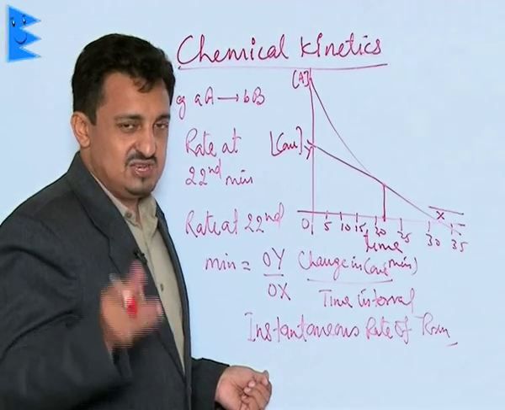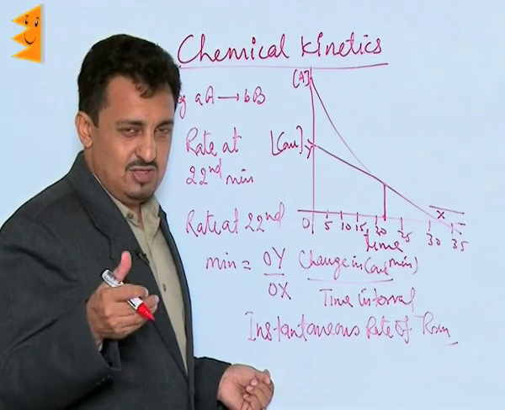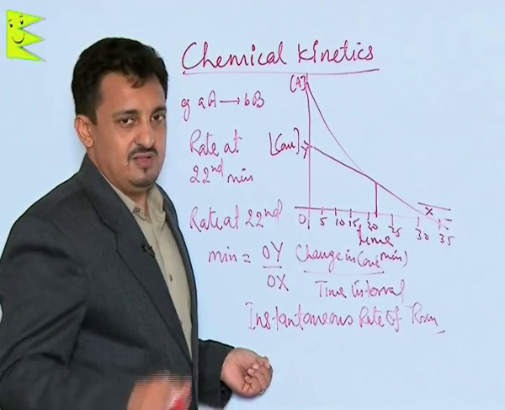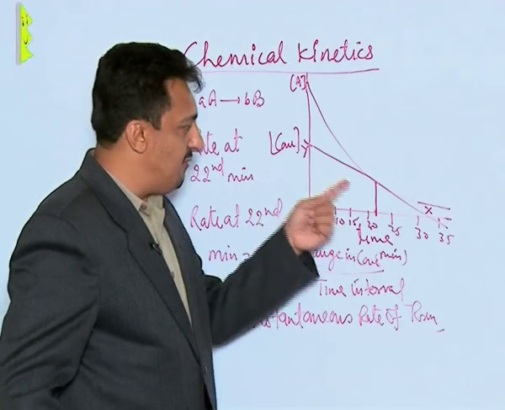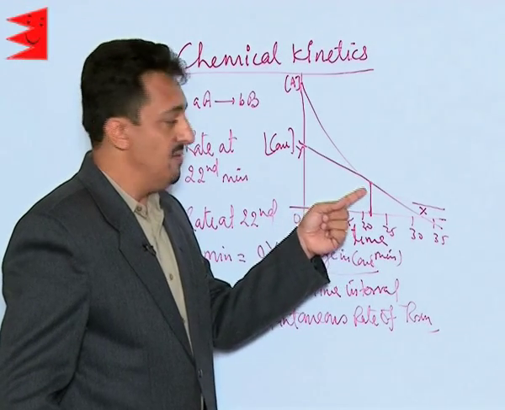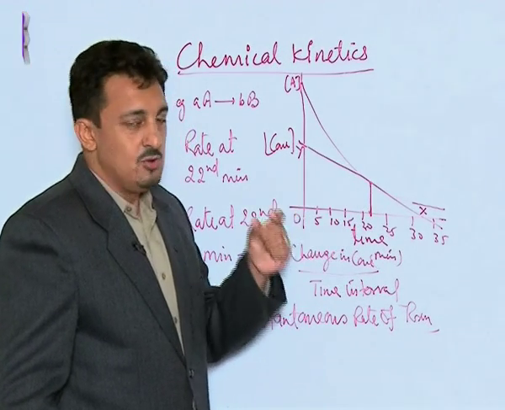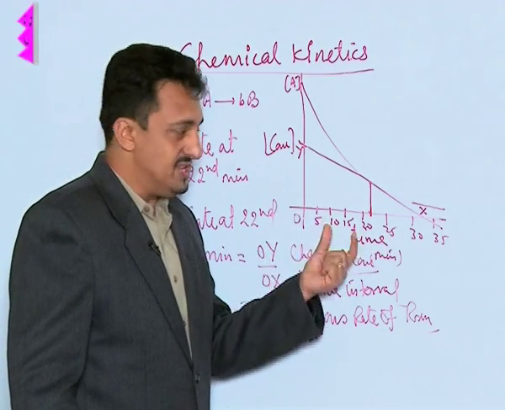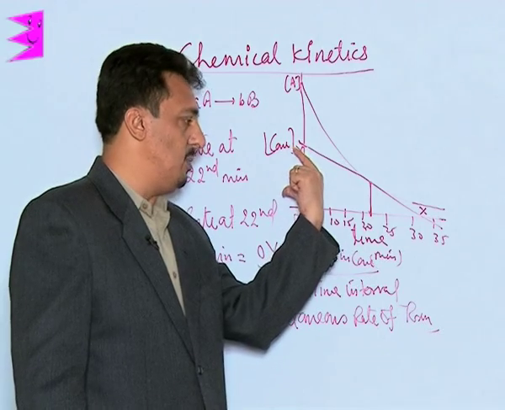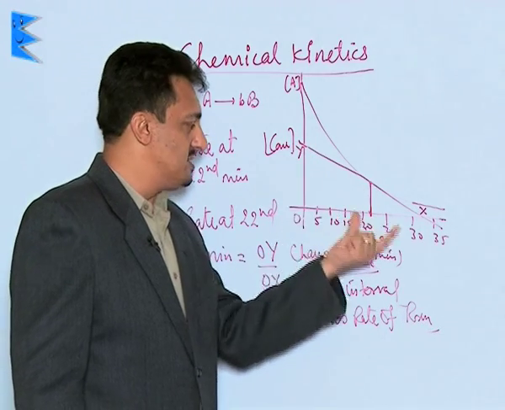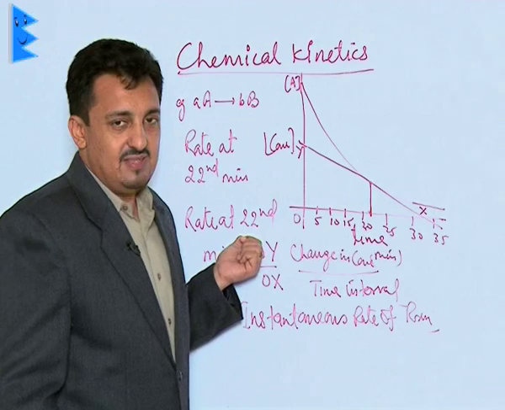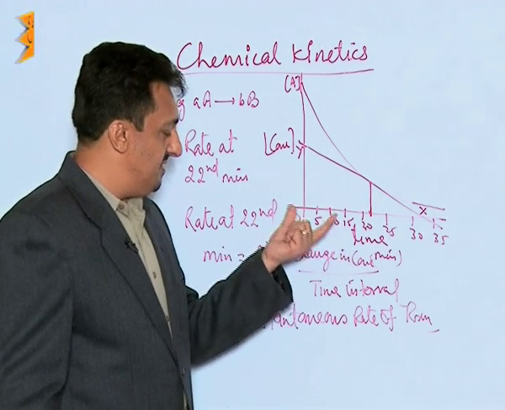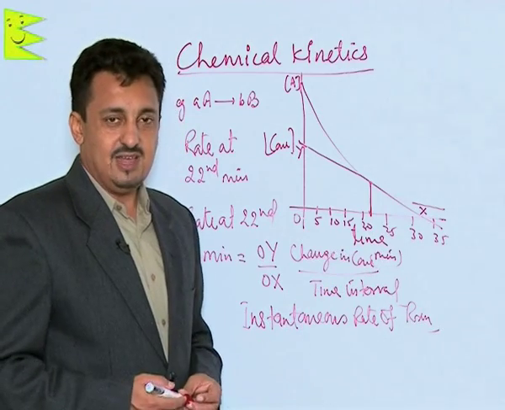The rate of a reaction at a particular instant of time during the course of the reaction is called instantaneous rate of the reaction. How is it determined? It is determined graphically by drawing what? A tangent from that point at which you want to know the instant rate, and that tangent, tan theta, is going to give us the intersection on the y-axis and x-axis, and from those data we can find out the rate at that particular instant of time, like this. So this graphical method is basically instantaneous rate of reaction.